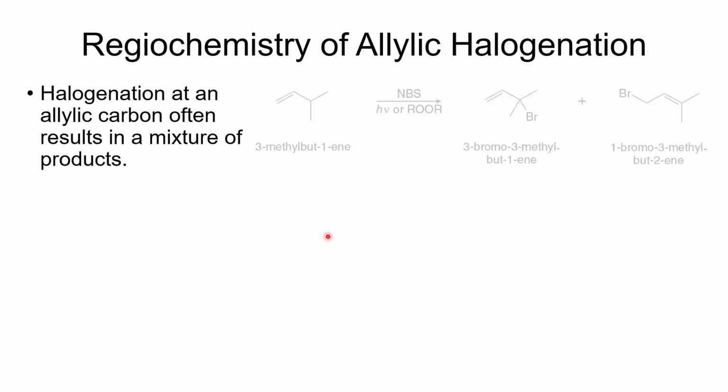All right, so we want to look at the regiochemistry of allylic halogenation. We'll often get a mixture of products. That's because when we form the allylic radical, that allylic radical, as we've seen, has radical character on more than one carbon. So when we do this particular reaction, we can abstract this hydrogen that is on carbon number 3, and we can get substitution of bromine on carbon 3, but we can also get substitution of bromine on carbon number 1.